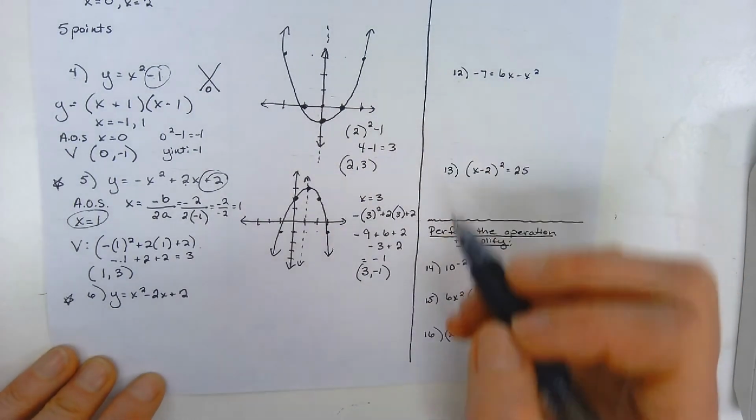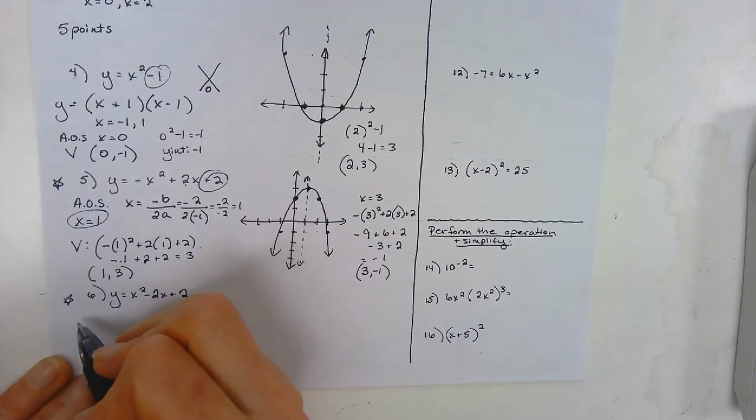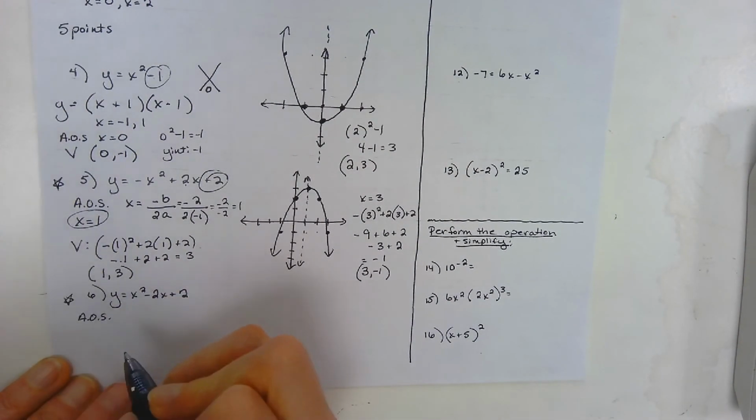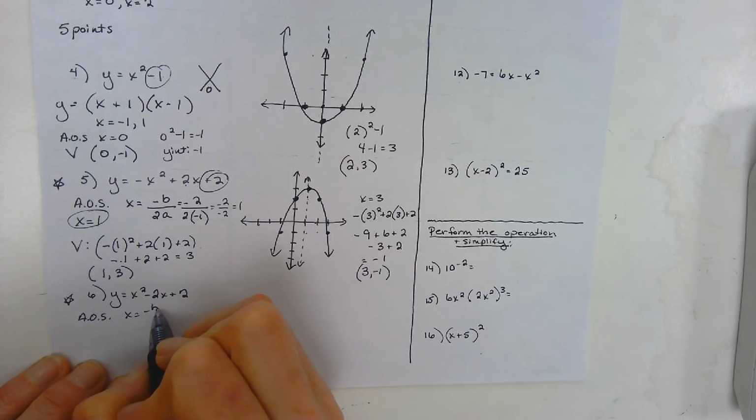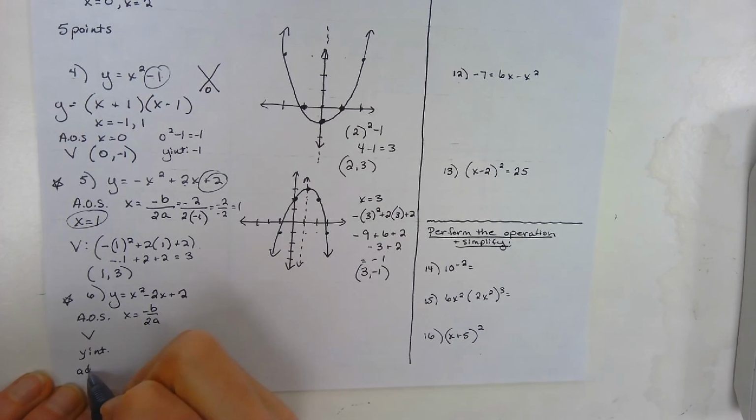And it's graphed. So on number 6, you'll need to do the same thing. You'll need to find your AOS by using x equals the opposite of b over 2a, then your vertex, your y-intercept, and any additional points. Then do your curve.